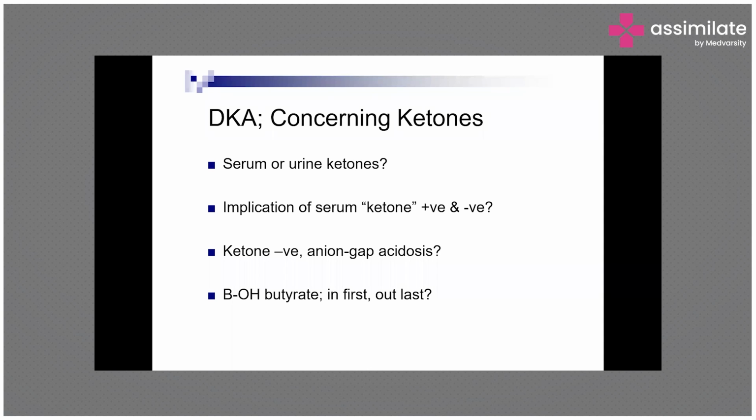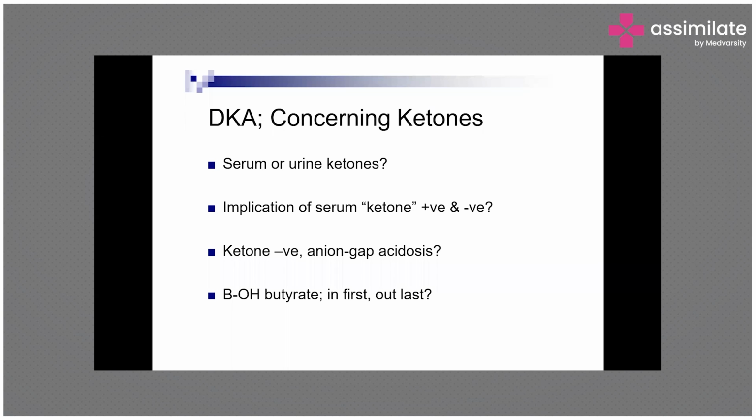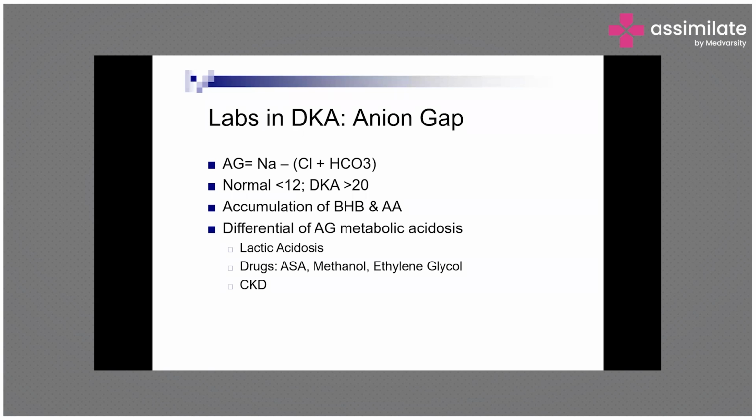If you are doing a urine ketone, you may have to use hydrogen peroxide to detect the ketones. Even if the ketones are negative, sometimes in DKA the ketones are negative, and you may get fooled by that normal or negative ketone level into thinking that the patient doesn't have DKA. But you have to look at the anion gap. If the anion gap is very high, that tells you that the patient is in DKA, and you have to keep treating these patients with fluids and insulin therapy.